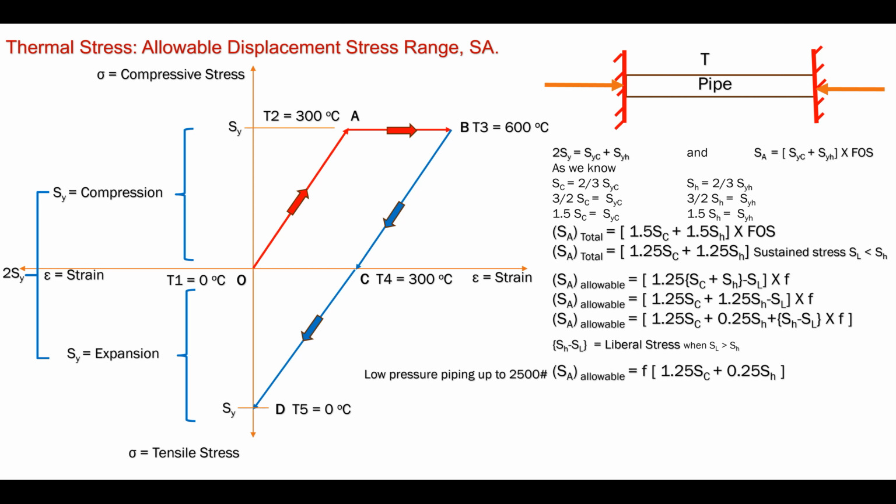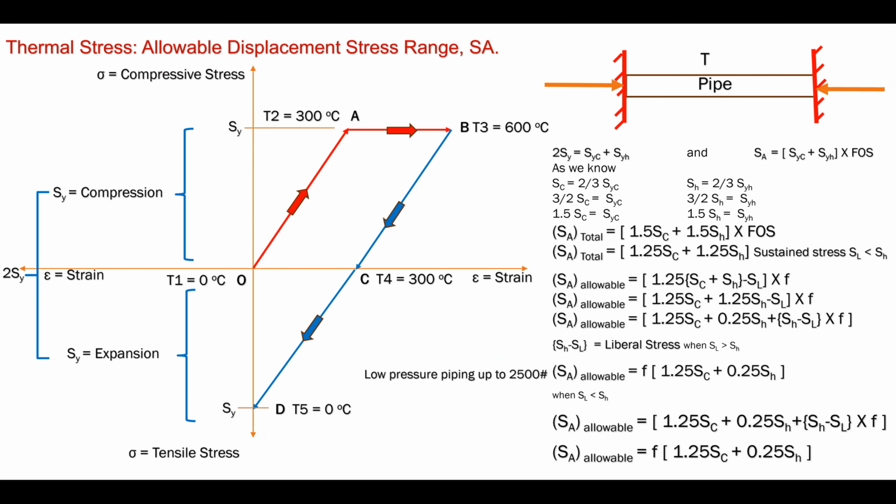2500 rating. Similarly, the allowable expansion stress range when the liberal stress SL is less than SH becomes like this: SA allowable is equal to 1.25 times SC plus 0.25 SH plus SH minus SL into F. So this is called the liberal allowable stress or allowable displacement stress range based on the liberal stresses. For high pressure piping in chapter 9, S allowable is equal to F into 1.25 times SC plus 0.25 SH. This is used for high pressure piping. We cannot use the liberal allowable stresses in high pressure piping systems. This is as per the code.